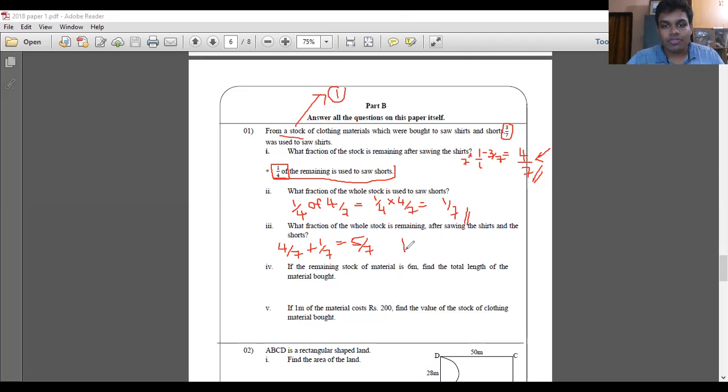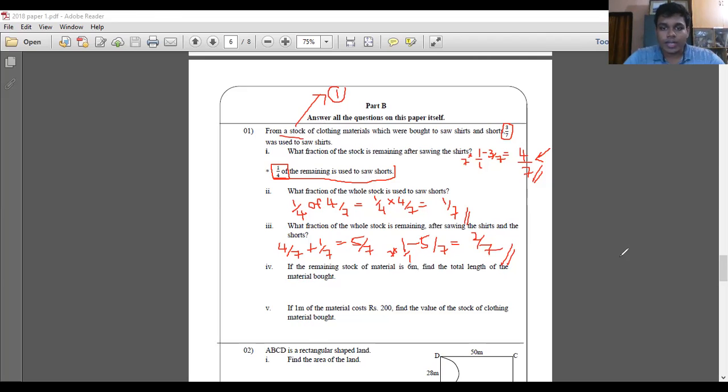Remaining will be 1 minus 5/7. So that means we make it 1/1, and make the denominators equal. There is always a denominator to any whole number. Then equalize the denominator by multiplying by 7. 7 minus 5 will give you how much? 2. 2/7. If you add this up, 5 plus 2 is 7/7, that will give you the whole unit.